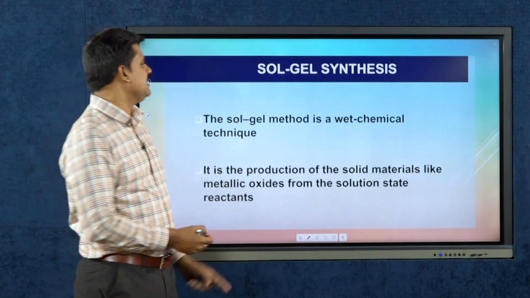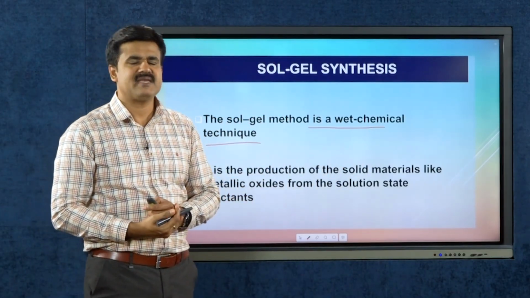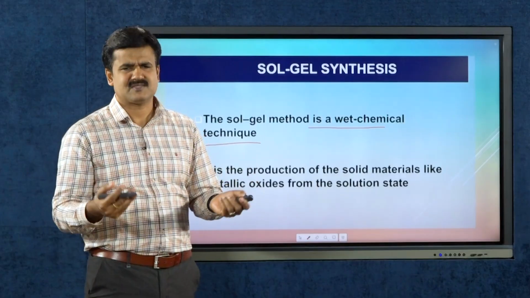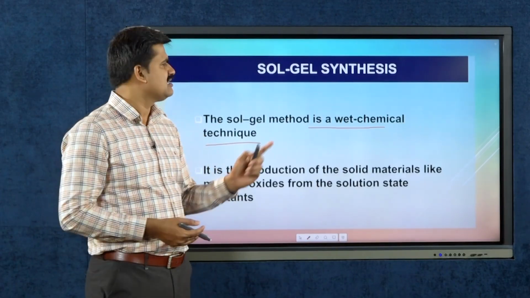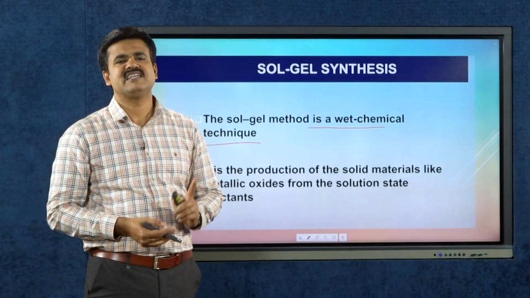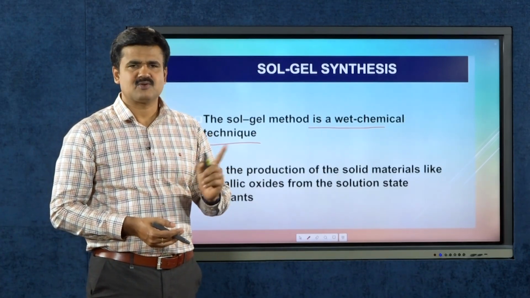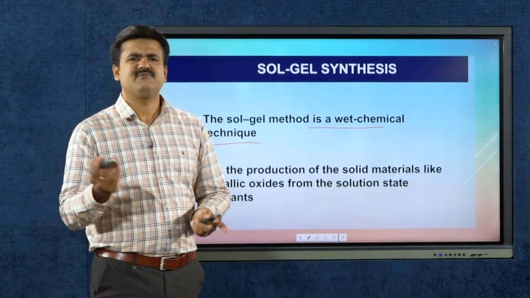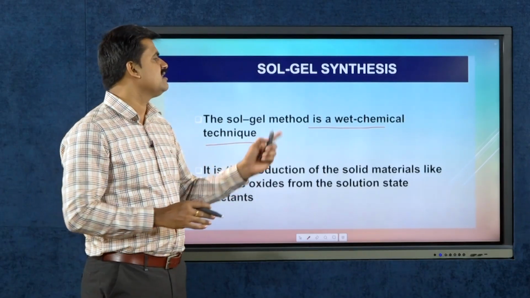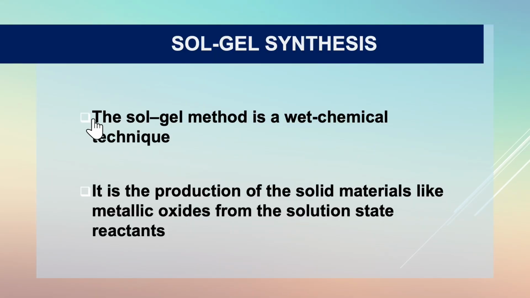The sol gel method is a wet chemical technique. What do you mean by the term wet chemical technique? We are using an aqueous medium, using water as a solvent. So, a chemical synthesis performed in a solvent is said to be a wet chemical technique. Water need not be the solvent; you can use any other solvent also. If you are using a reaction in a solvent phase, then you can call it a wet chemical synthesis or technique. So, in the sol gel method, there must be a solvent because it is a wet chemical technique.